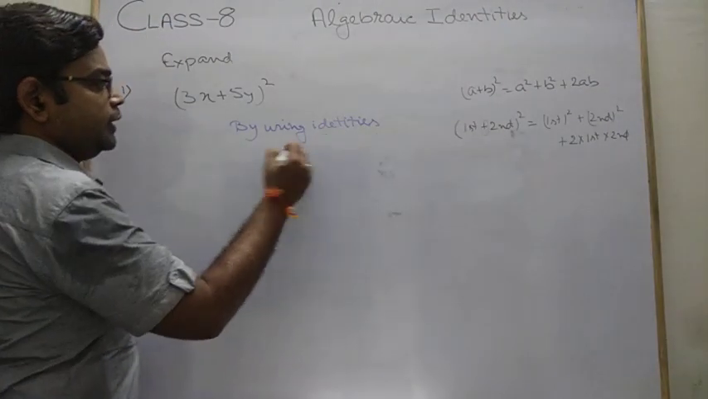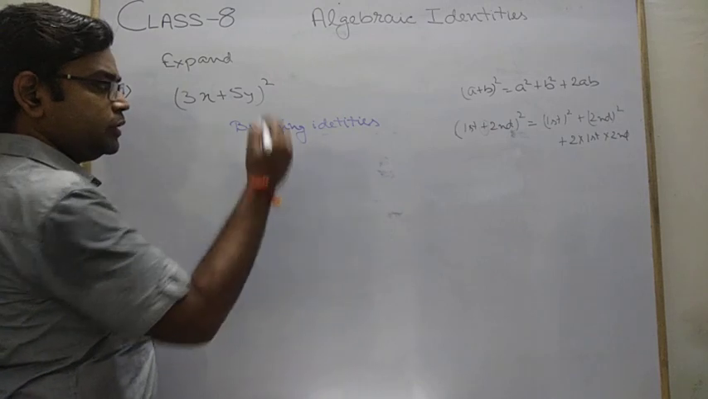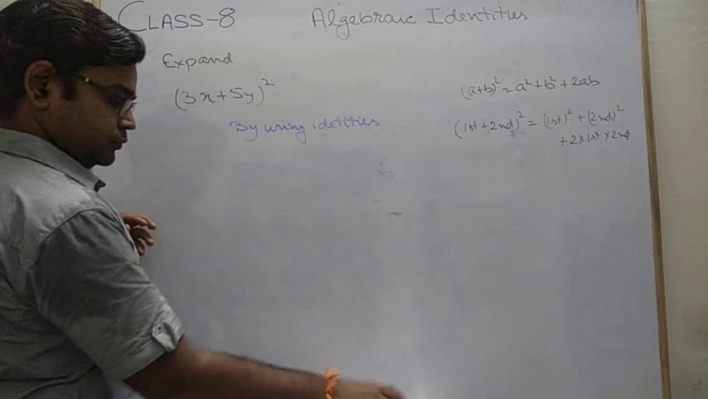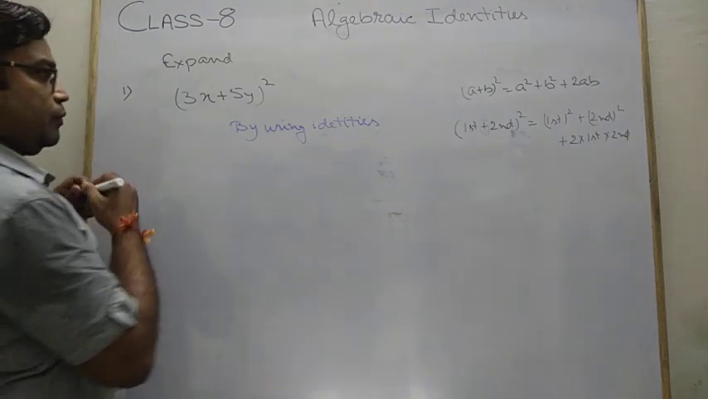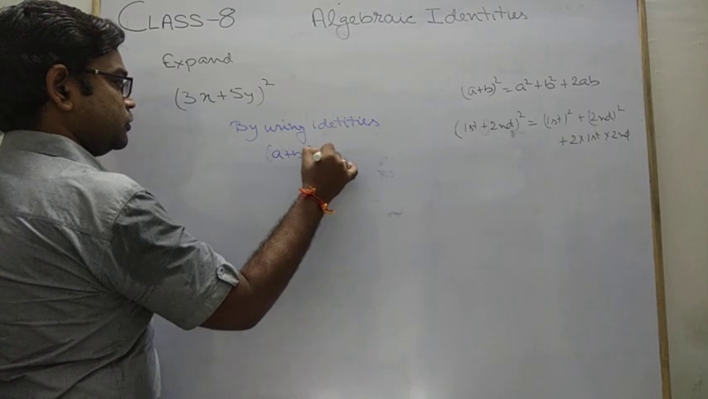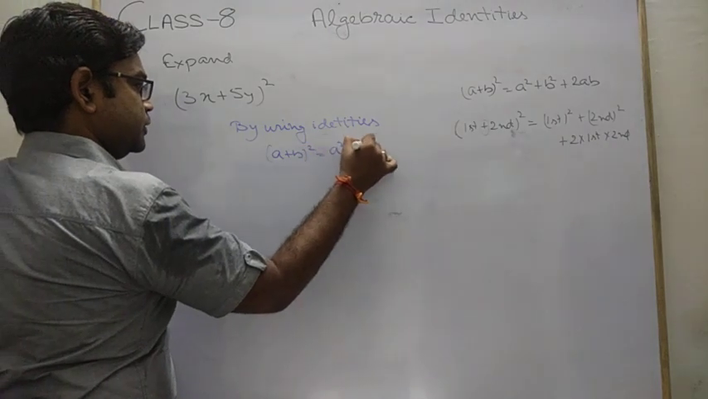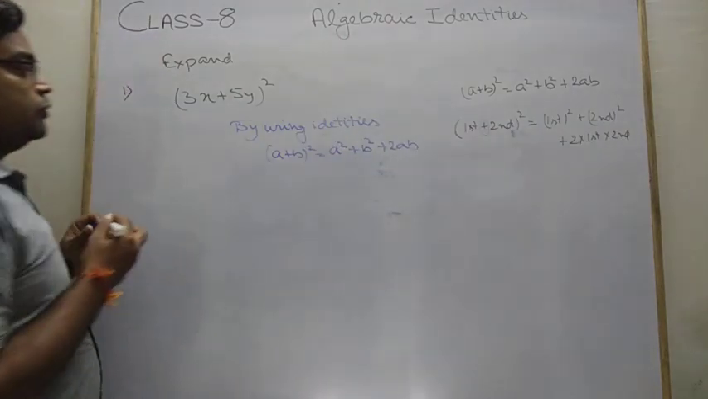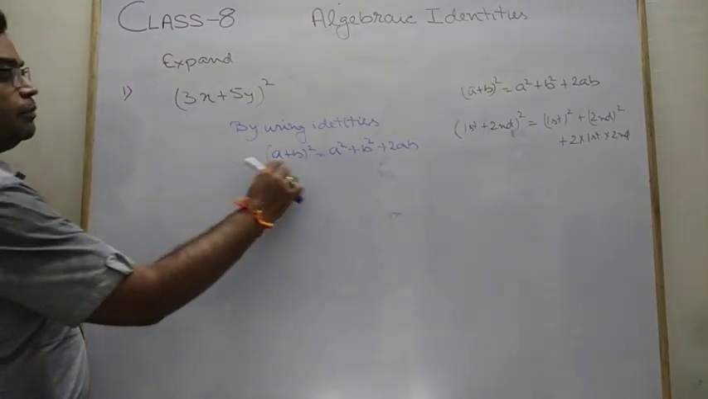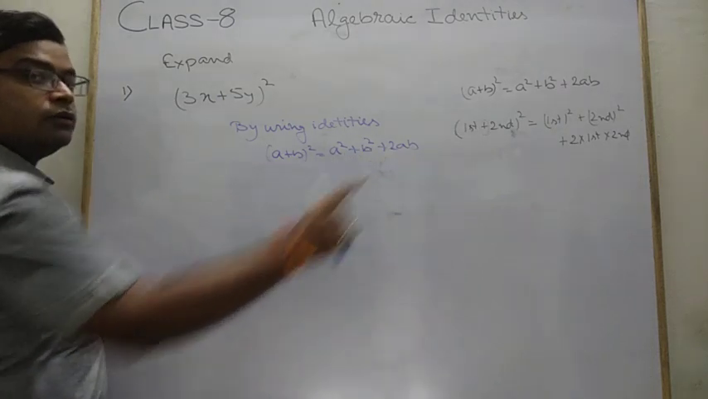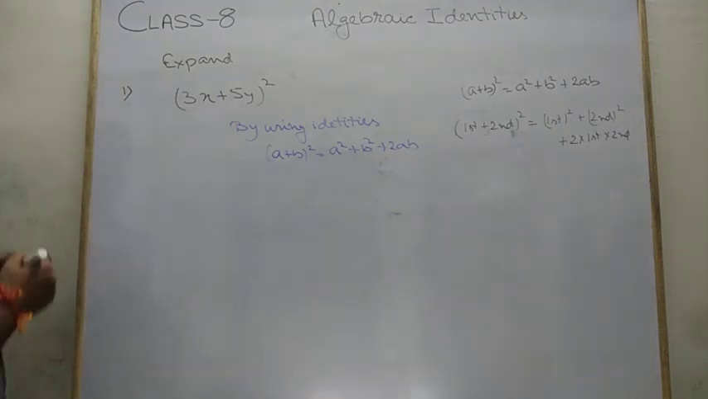By using identities, I am using the same one. (a plus b) whole square equals a square plus b square plus 2ab. What I told you: first term plus second term square equals first term square plus second term square plus 2 into first term into second term. So let's start.